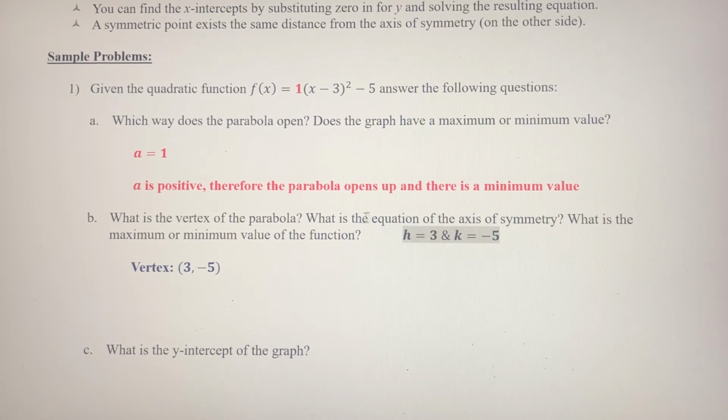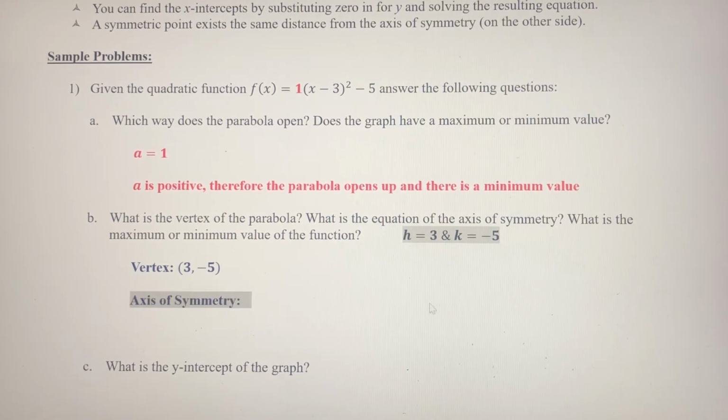If I know the vertex, then I can write my equation of the axis of symmetry. The axis of symmetry is the vertical line that goes through the vertex. Vertical lines have the form of the equation x equals some number, and in this case, x equals 3. So the axis of symmetry is going to be the vertical line through x equals 3.